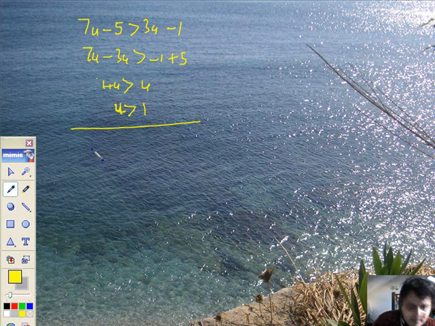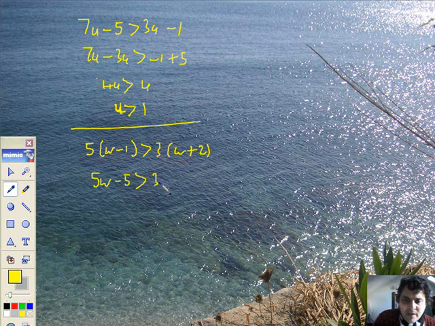Let's try this one underneath here. I've got 5 lots of w minus 1 has got to be greater than 3 lots of w plus 2. Again, just multiply it all out. We've got here 5w minus 5 has got to be greater than 3w plus 6. Again, bring my w's over and subtract.